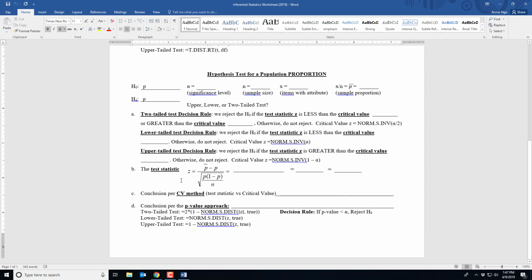Here's the formula for the test statistic in part B. So you want to plug in all of the variables in the right place and solve for it. And then again in part C and D, your 2 approaches, critical value approach and the p-value approach. So I do recommend doing both approaches to make sure they are consistent with each other. Note, under the p-value approach, I have the formulas to find the p-values depending on what kind of test you have, two-tailed, lower, or upper.